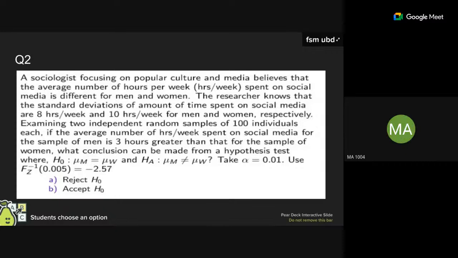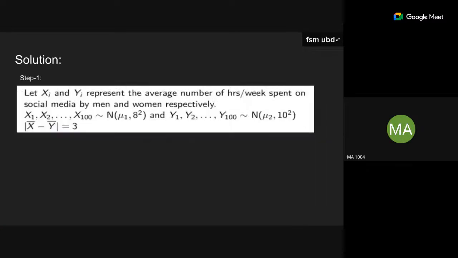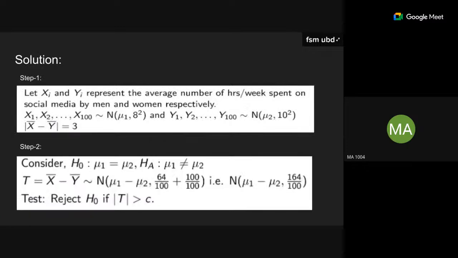Right. So in order to remove this confusion, we gave null and alternative in the question itself. Yes, sir. But to reject the null hypothesis, we have to take the greater only, no?